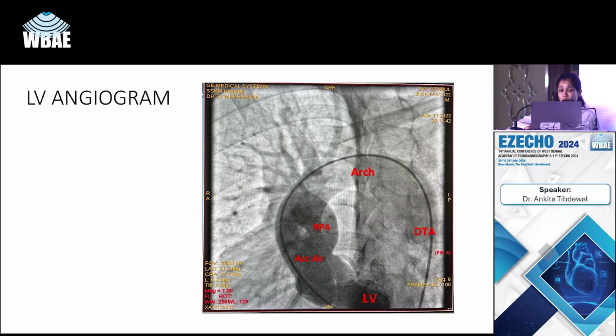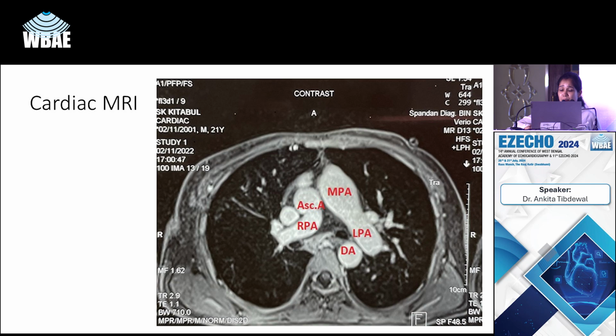So this entity of an anomalous pulmonary artery arising from the aorta is labeled as hemitruncus. It's an exceedingly rare condition diagnosed in around 0.1% of all congenital heart diseases. It carries a very high morbidity and mortality rate unless it is surgically treated during infancy. As many as 30% of the patients may die during the first 3 months if not diagnosed and acted upon.